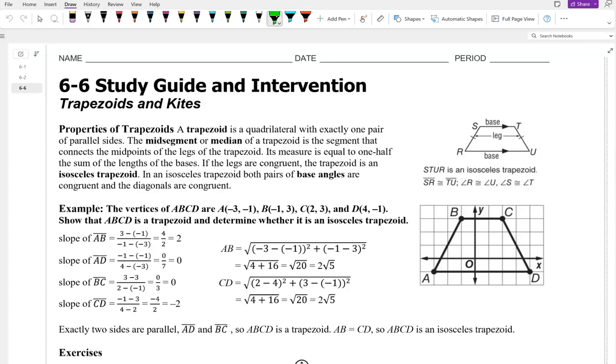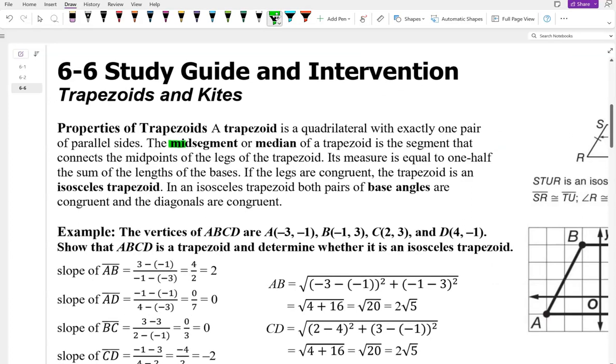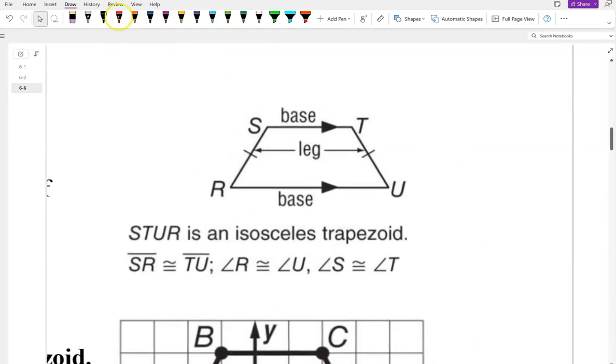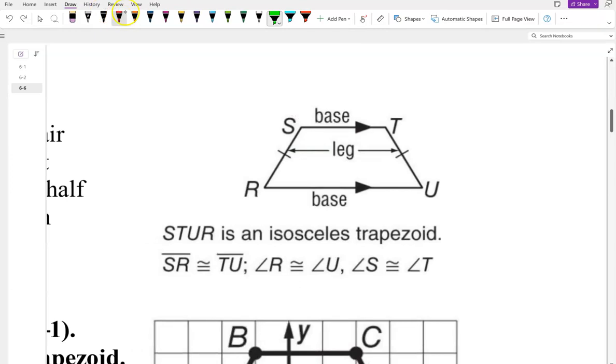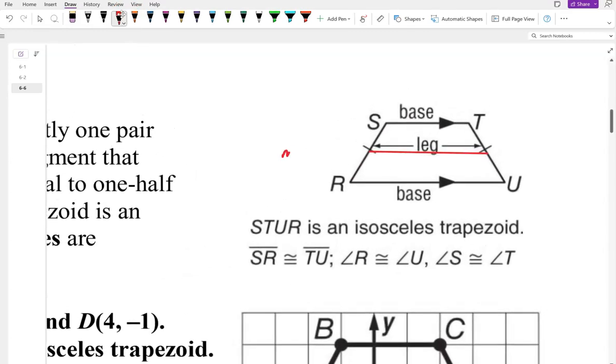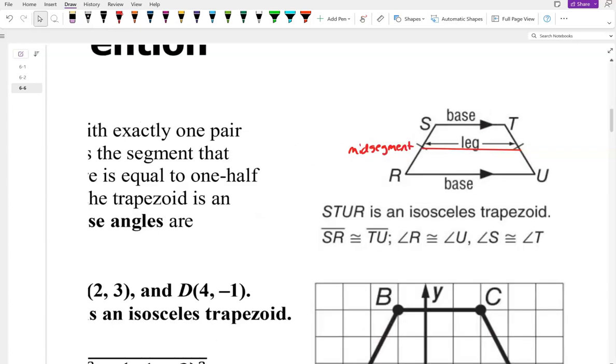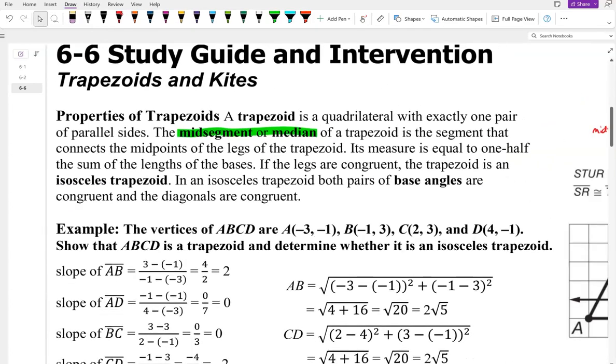So for trapezoid, first thing that we need to go over is a mid-segment. Okay, so a mid-segment is essentially a line that goes across the middle and it connects the two midpoints of this side like that. All right, so that would be a mid-segment. It's just this line that connects the two middles of these two sides of the trapezoid. And the main thing you need to know about a mid-segment for a trapezoid is that its measure is half the sum of the lengths of the bases.